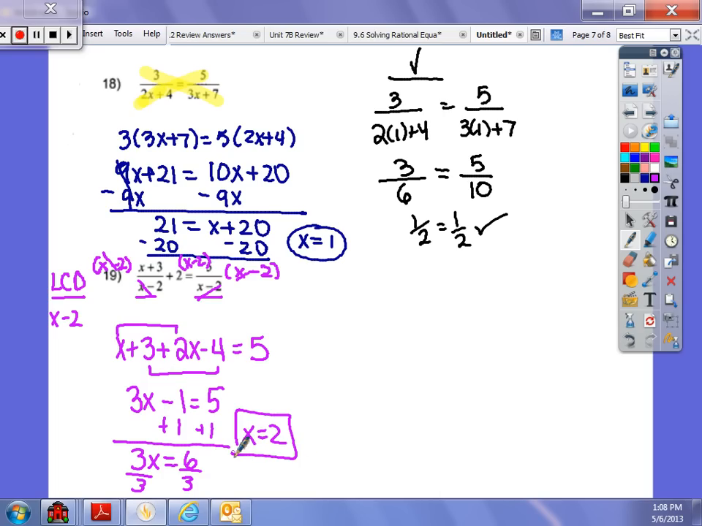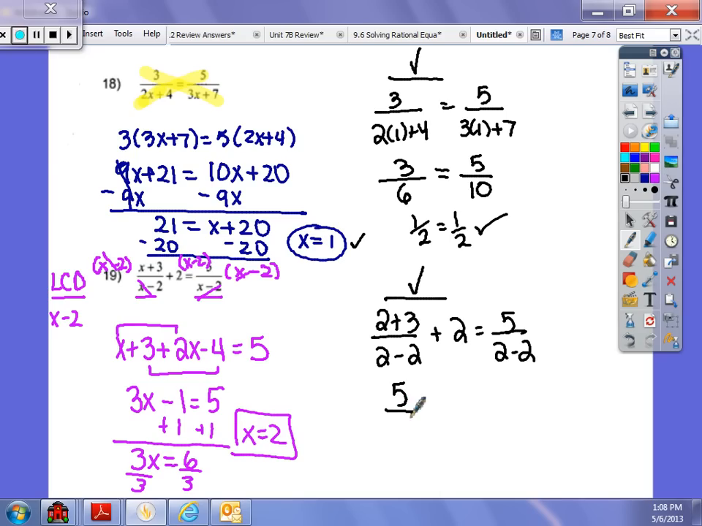Once again, we have to check it to make sure. In this last question, it worked out, so we could check. But here we actually have to check it. So 2 plus 3 over 2 minus 2 plus 2 equals 5 over 2 minus 2. So we get 5 over 0 plus 2 equals 5 over 0. Uh-oh, Spaghetti-O. Not allowed to have that. That's a no-no.